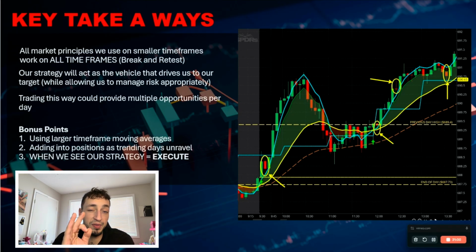In bonus points, using larger time frame moving averages are going to be key, just like I did in the pre-market plan. Adding into positions on trending days is going to make you ridiculous amounts of money, and all I mean here is just when you see the RBI and GBI, you add in, right? You increase your bet as the probability is in your favor. And when you see your strategy, you execute.